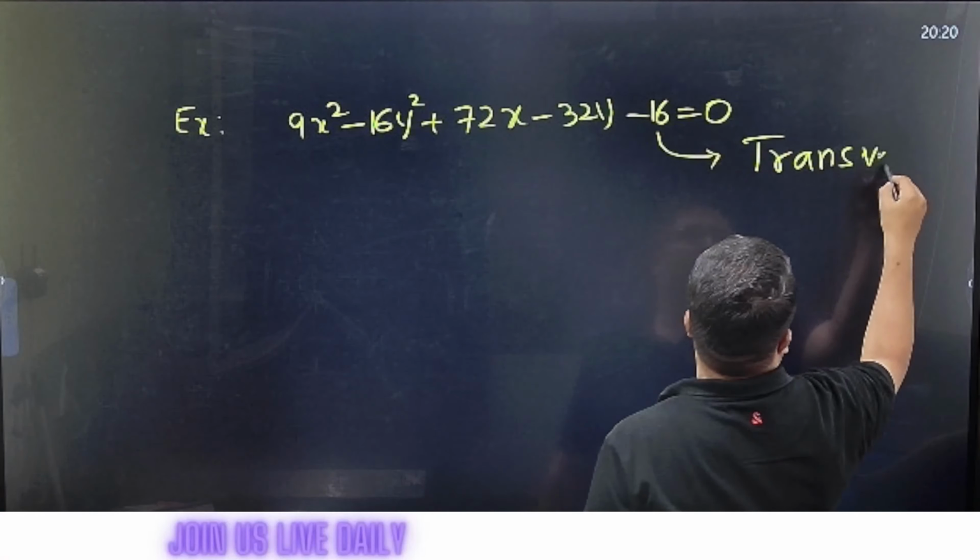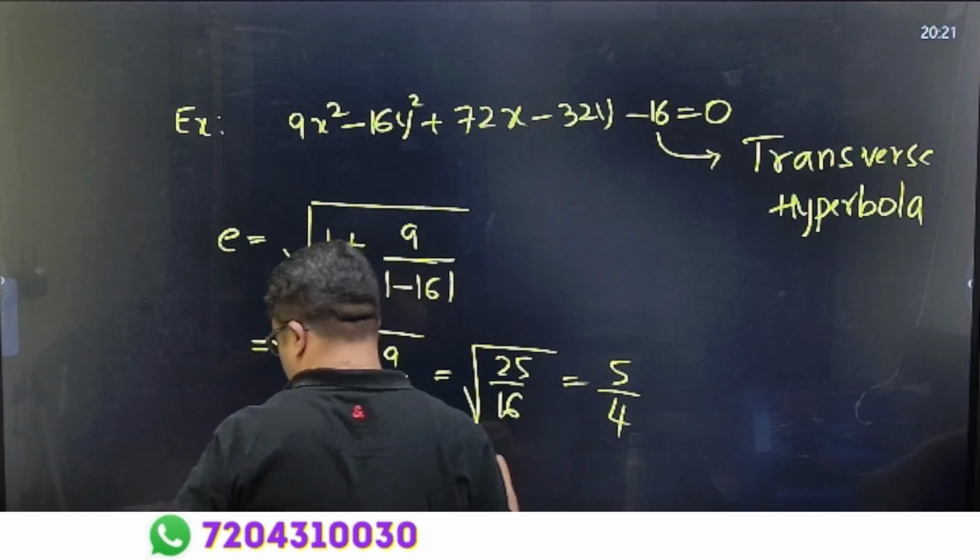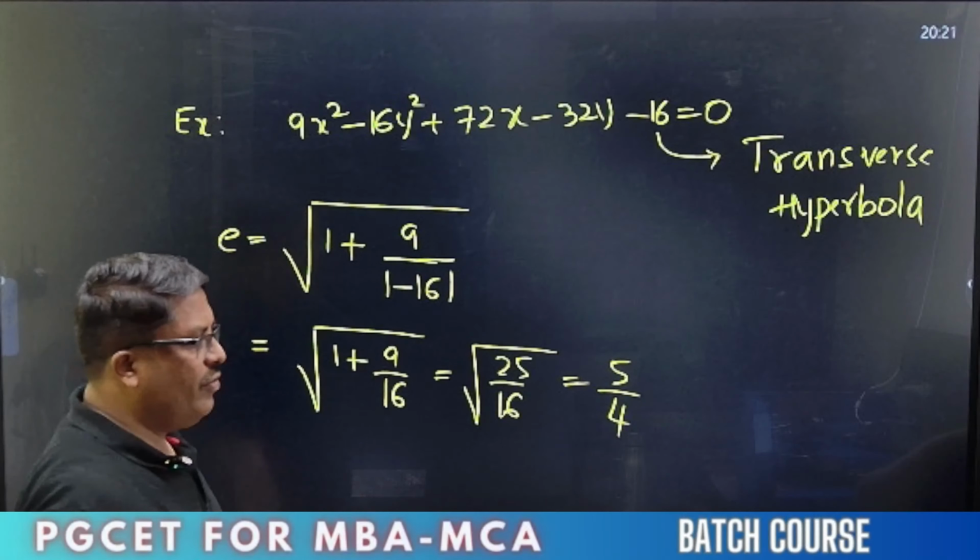So for this, eccentricity will be 1 plus coefficient of x square is 9 and modulus of 16. Okay. So this comes out to be 1 plus 9 by 16, and this is 16 plus 9, 25 by 16. Answer is 5 by 4.